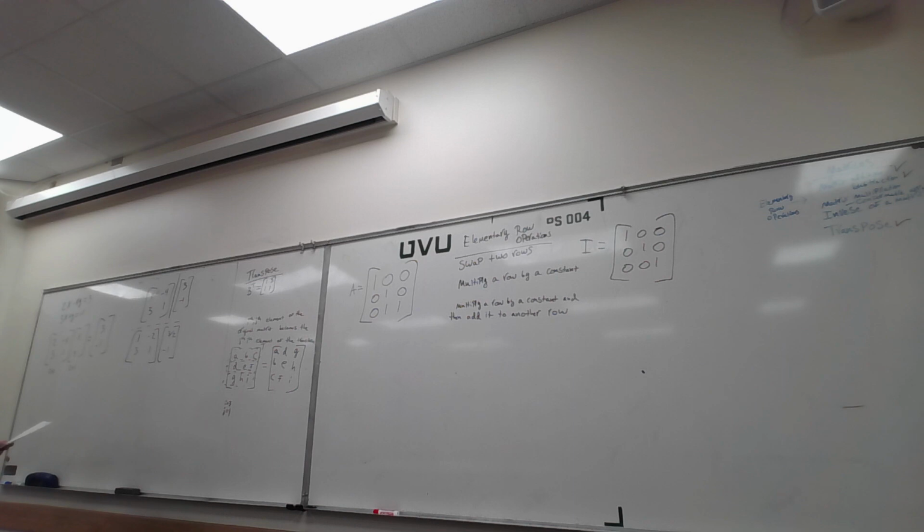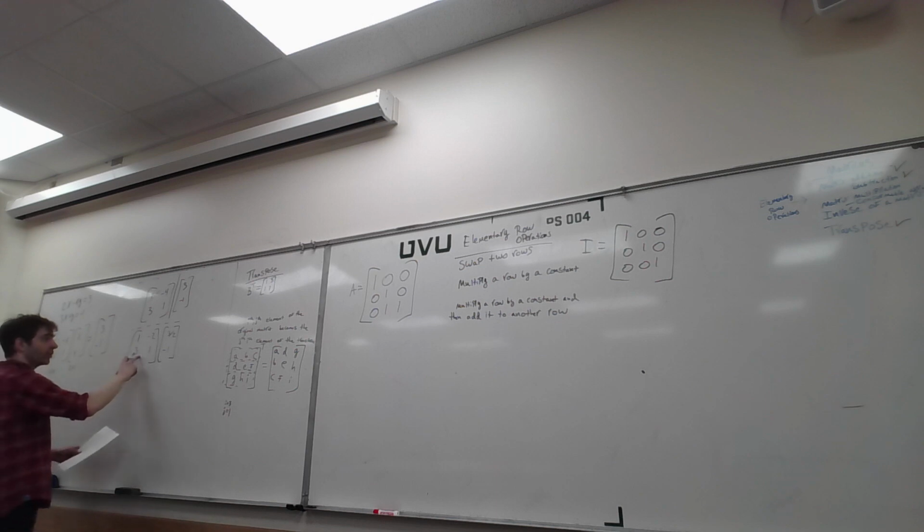I'm going to multiply it by 2, and I'm going to add it to the top row. That's another one of my elementary row operations. I'm going to take the bottom row, multiply it by 2, and add it to the top row. So the top row gets 6 added to 1, so 7, right? 3 added to negative 2, it's positive 1.